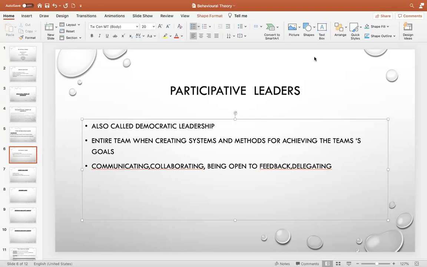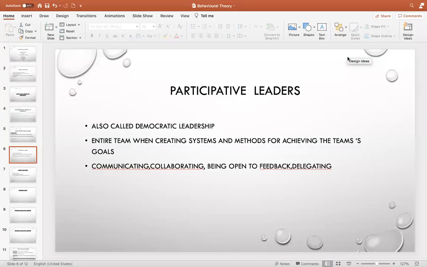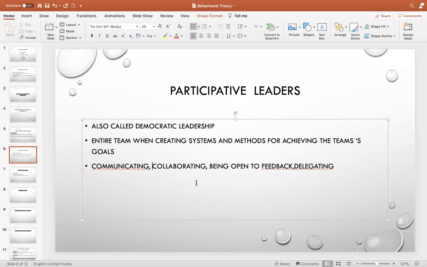Participative leaders exhibit the following behaviors: communicating, collaborating, being open to feedback, and delegating.